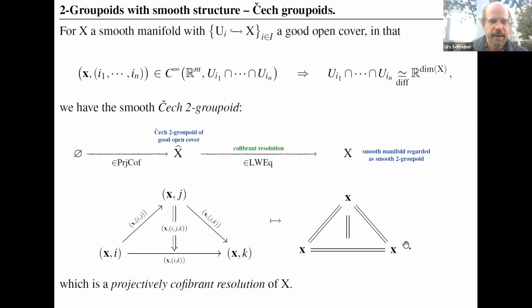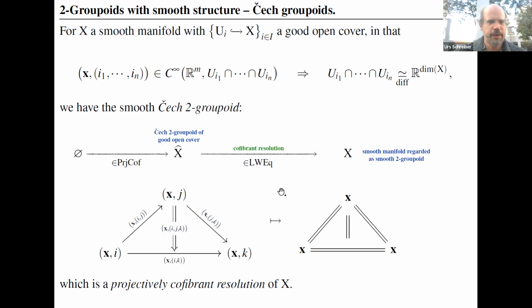And if we have such a good open cover, we get another smooth 2-groupoid, which I call the Čech 2-groupoid. This might be a word my colleagues and I made up some years ago, but anyway, that's a good name for it. I guess there's an old article by Ross Street where this might be called the co-descent 2-groupoid or something. So I'm not sure if you will find this term necessarily in the literature.